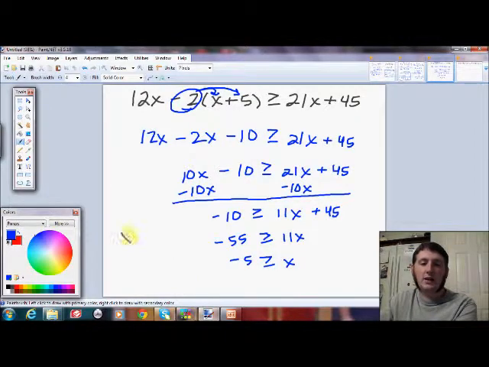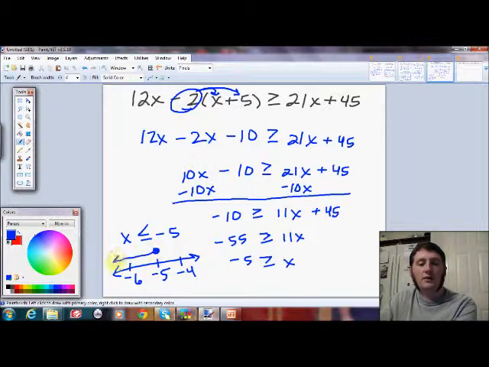Well, we want x in front. So if -5 is greater than or equal to x, then by the antisymmetric property, x is less than or equal to -5. And let's see, -6, -5, -4. It is closed and pointing left. Had a lot pointing left tonight. Just so happens they got to point either right or left, and most of these have pointed left.